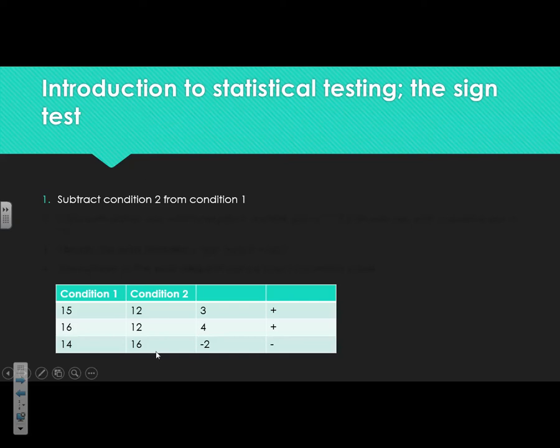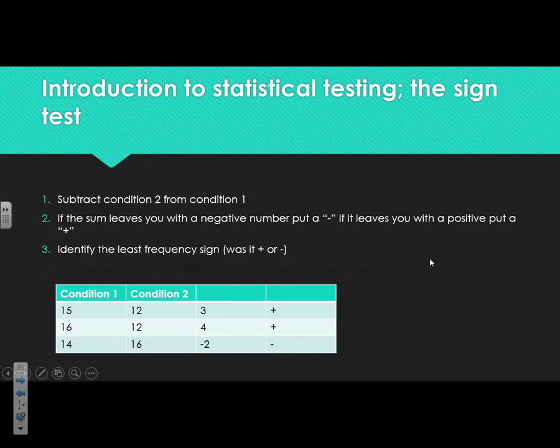The first thing that you would do is subtract condition 2 from condition 1. So 15 take 12 is 3, 16 take 12 is 4, and 14 take 16 is minus 2. The next thing you would do is, for every number, look in this column, and for every number that was positive, you would put a plus symbol in there. So 3 is positive, because 15 minus 12 leaves 3, so you'd put a plus. 4 is a positive number, so you'd put a plus. And minus 2 is a negative, so you'd put a minus in that column.